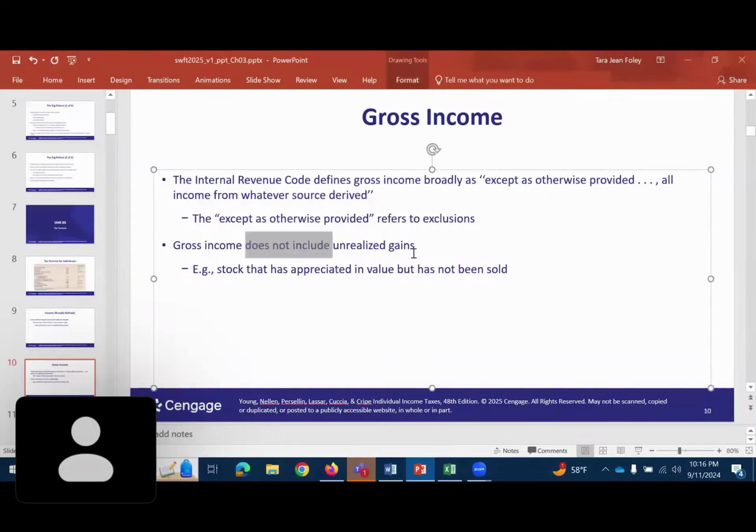Gross income does not include unrealized gains. What's an unrealized gain? Let's say I buy a stock today for $10, and four years from now, I still own the stock, but it's not worth $10. It's on the market for $50. So I bought it for 10, and now the value of it is 50. So I have an unrealized gain of $40. Why is it unrealized? Because I haven't sold it yet. The value of your stock has gone up, but I haven't sold it yet, it's called unrealized gain, which means you realize it once you sell it.